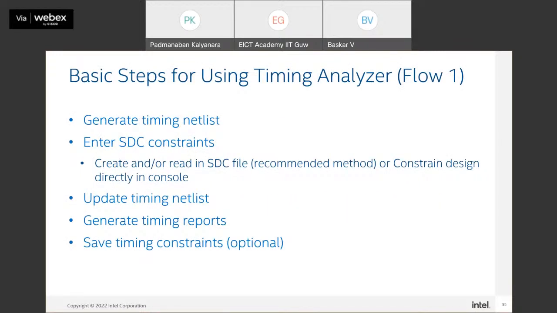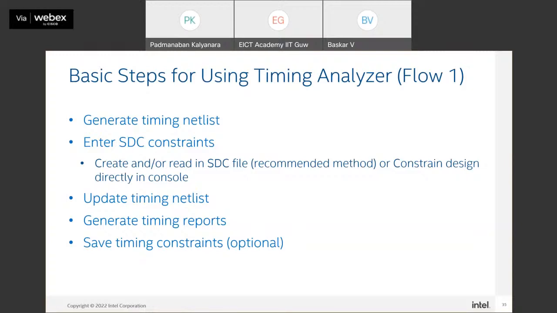To get into the timing analyzer flow, we need to understand the steps that need to be taken into account. Number one, we should generate the timing netlist. Then we should apply SDC, that means Synopsys Design Constraints. We are going to apply the constraints, and that can be given through the GUI, or it can be applied through the Tcl console. We can update the timing netlist. We can generate timing reports.